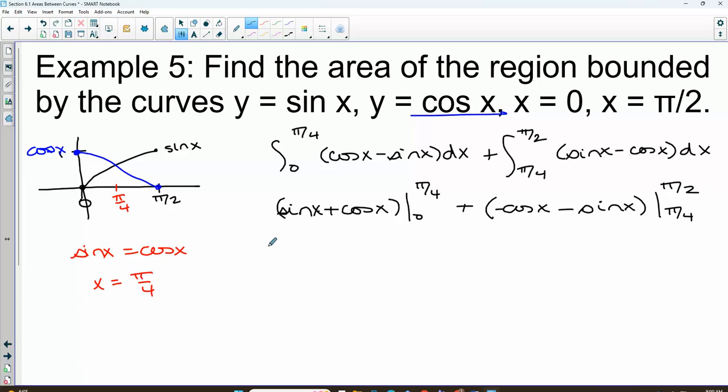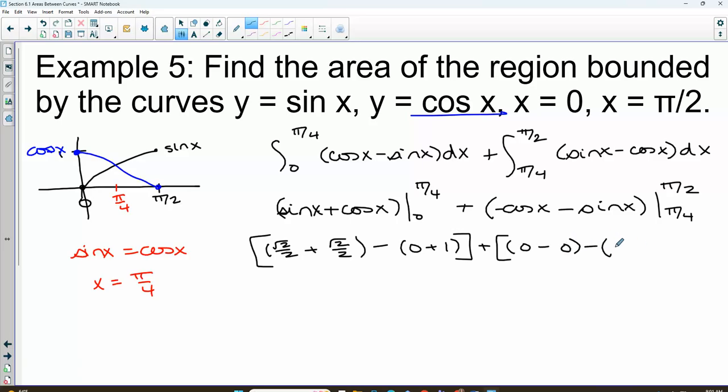So then if we evaluate, sine of pi over 4 is radical 2 over 2, cosine of pi over 4 is radical 2 over 2, minus sine of 0 is 0, cosine of 0 is 1. Negative cosine of pi over 2 is 0, minus the sine of pi over 2 is 0. And here, yep, negative radical 2 over 2 minus radical 2 over 2.